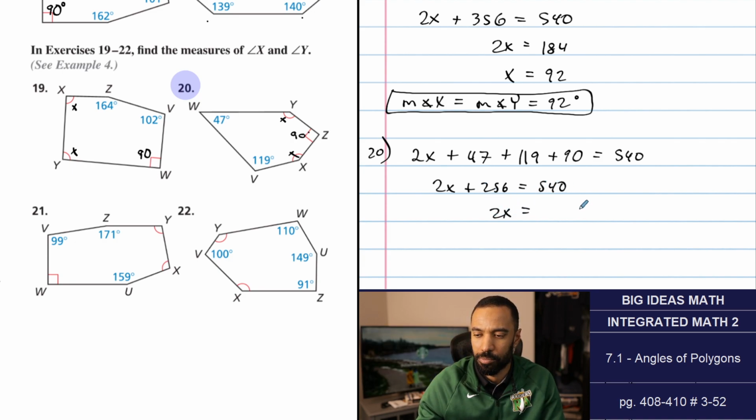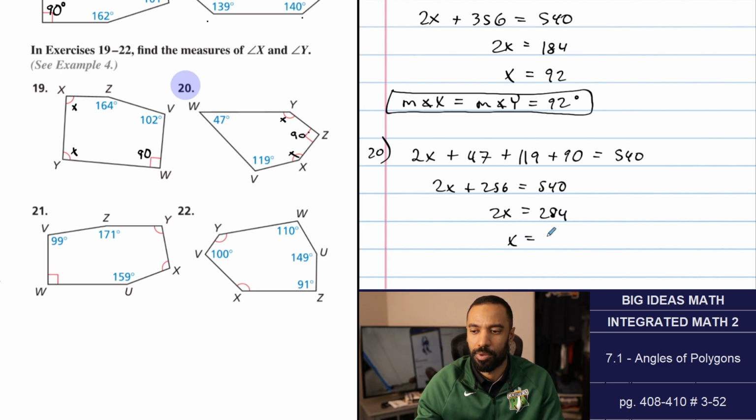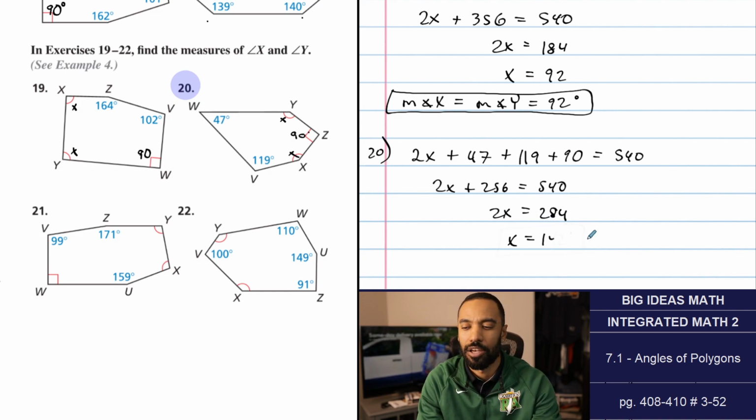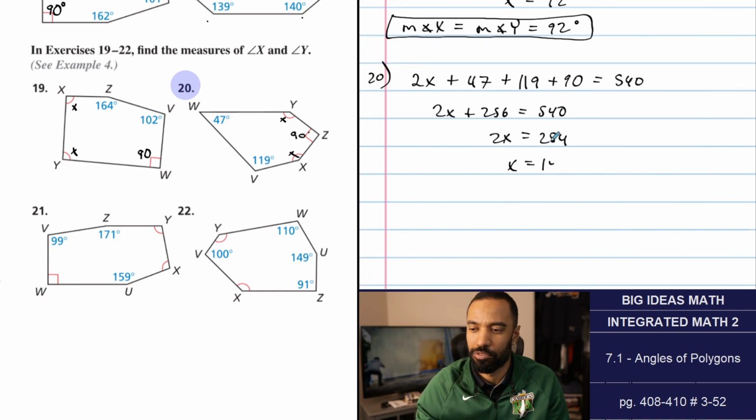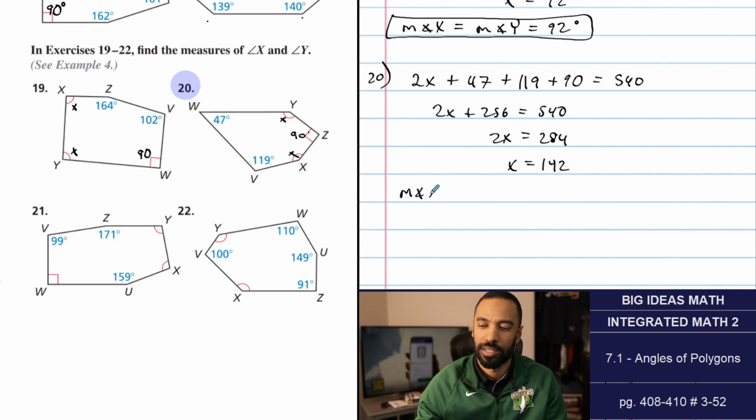Subtract 256 from both sides, you get 284. Divide both sides by 2, you get 142. I said close to 135. I was going to push toward 140, but the answer is 142. Measure of angle x, measure of angle y is 142 degrees.